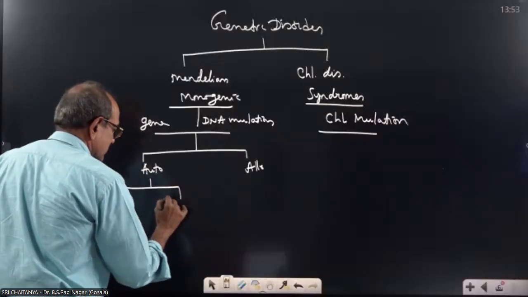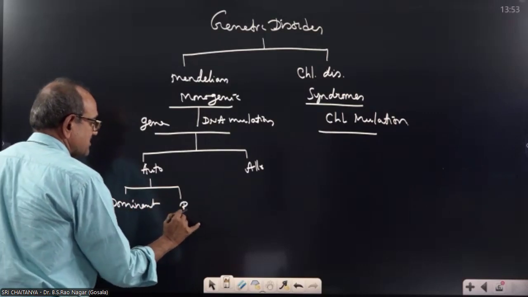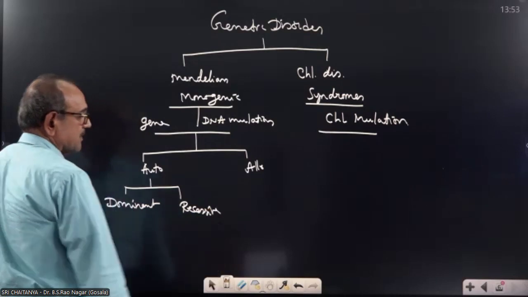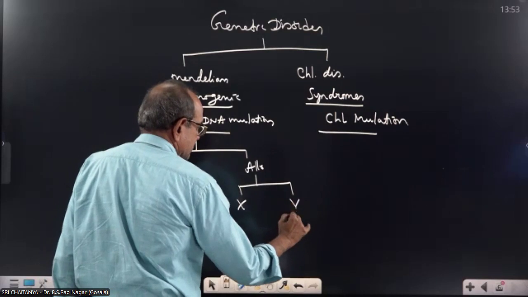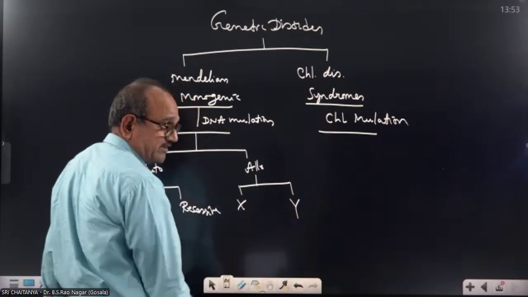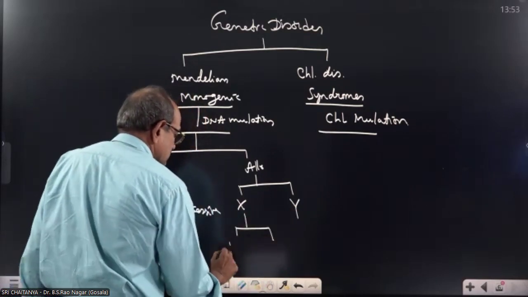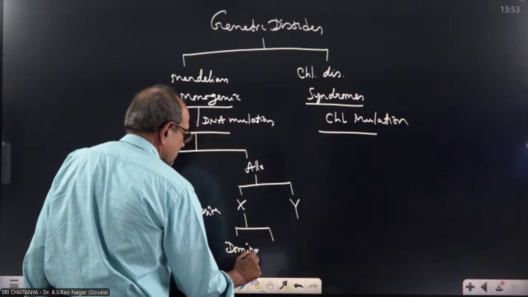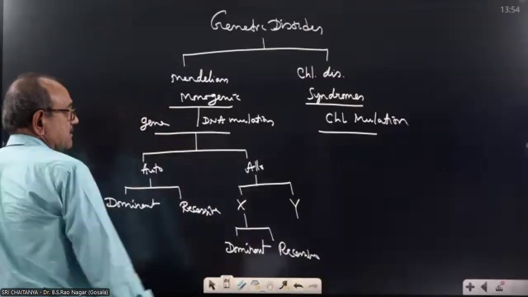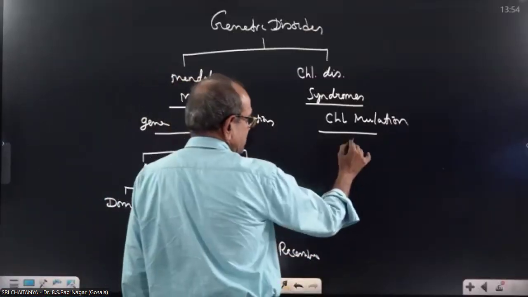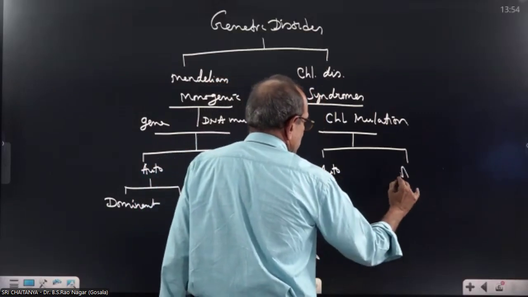Autosomal disorders are further divided into dominant and recessive. Allosomal disorders are actually X-linked, Y-linked. We do not have Y-related disorders. X-linked disorders are again two kinds, that is dominant and recessive. Chromosomal disorders, syndromes, are again two kinds, autosomal and allosomal.